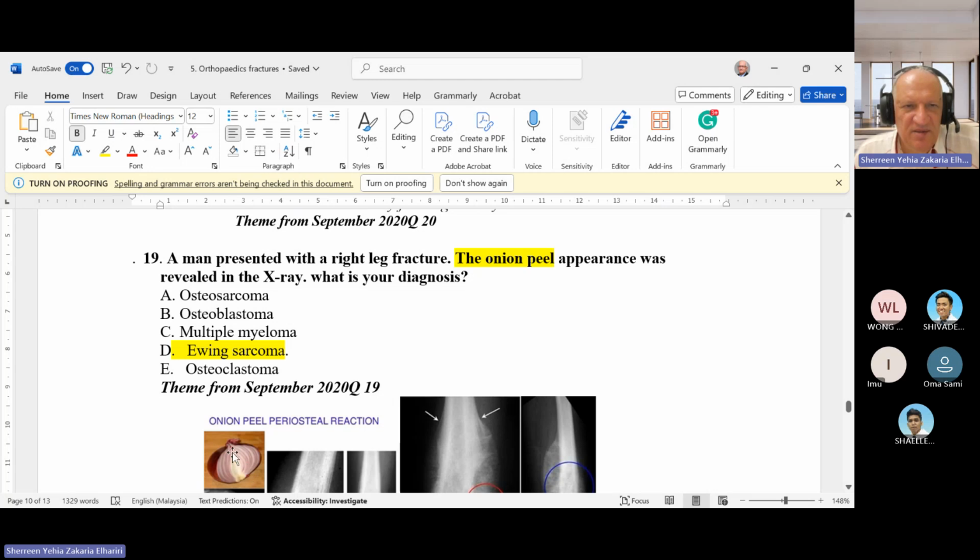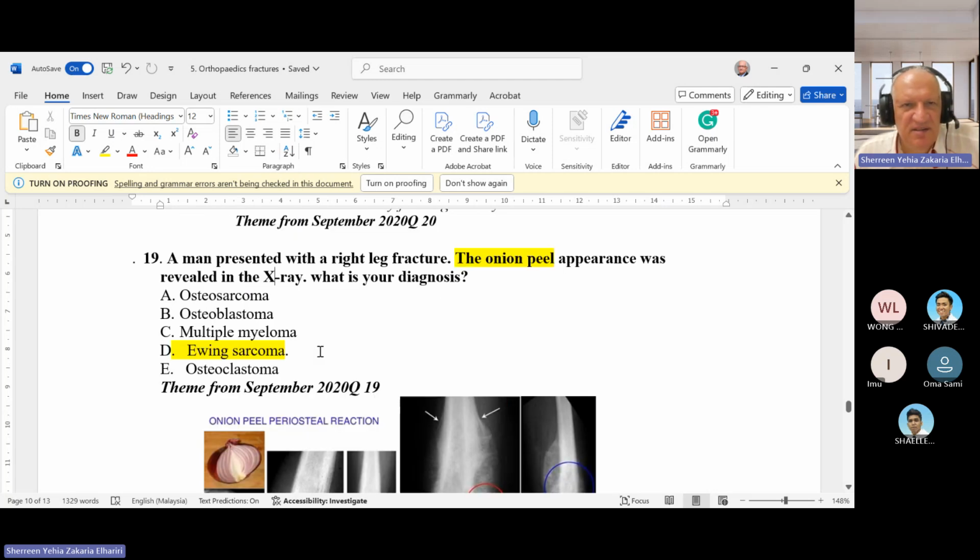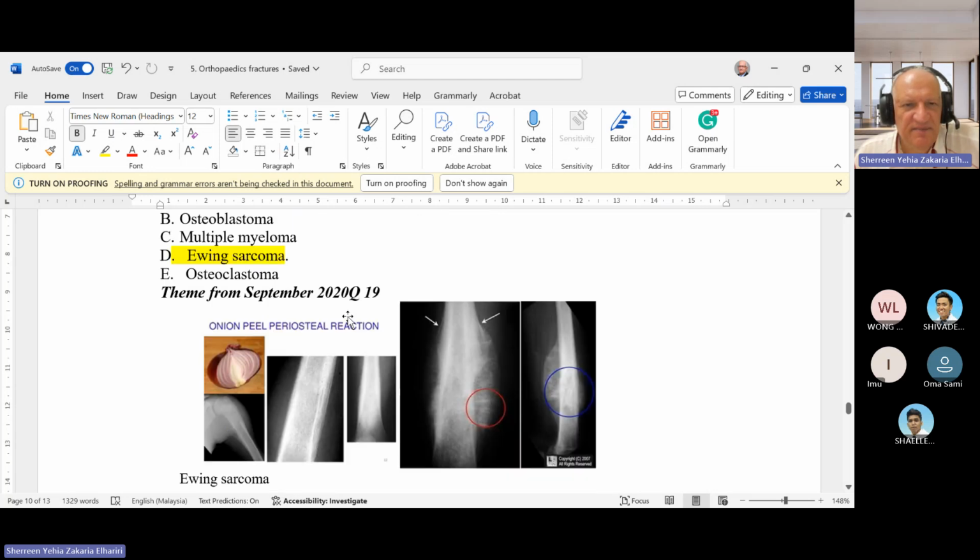So onion peel, it is Ewing sarcoma. Ewing sarcoma occurs sometimes after Paget disease. Of course, it occurs in adults.